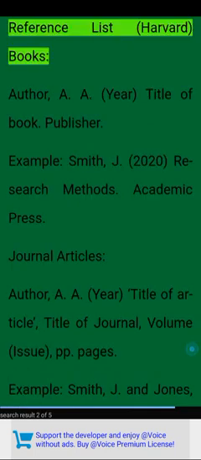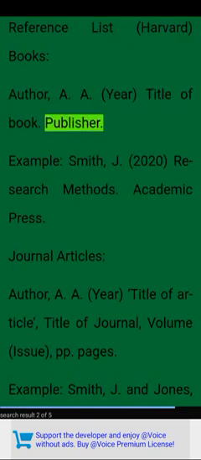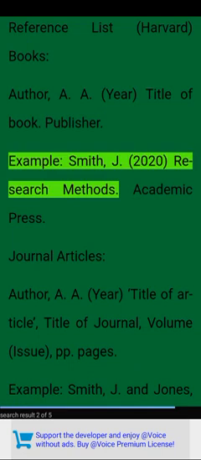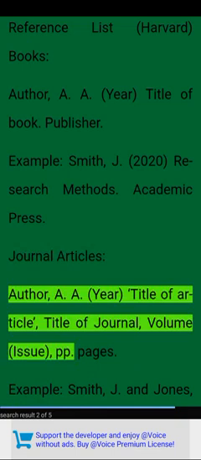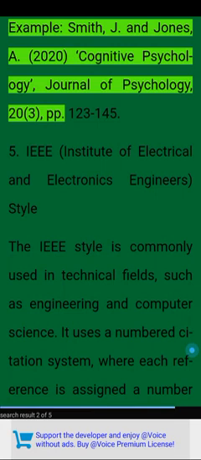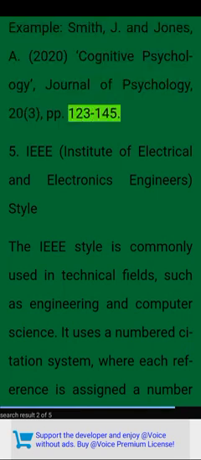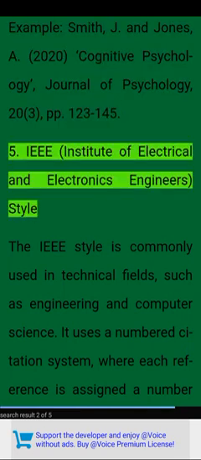Reference list, Harvard, books. Author, A., year, title of book, publisher. Example, Smith, J. 2020, Research Methods, Academic Press. Journal articles. Author, A., year, title of article, title of journal, volume, issue, pp. pages. Example, Smith, J. and Jones, A. 2020, Cognitive Psychology, Journal of Psychology, 23, pp. 123 to 145. 5. IEEE, Institute of Electrical and Electronics Engineers, style.